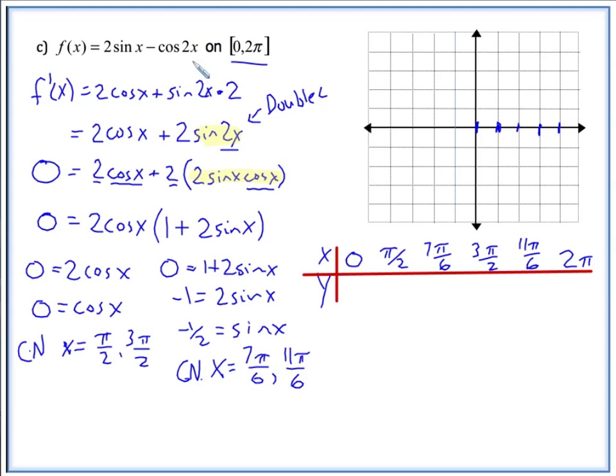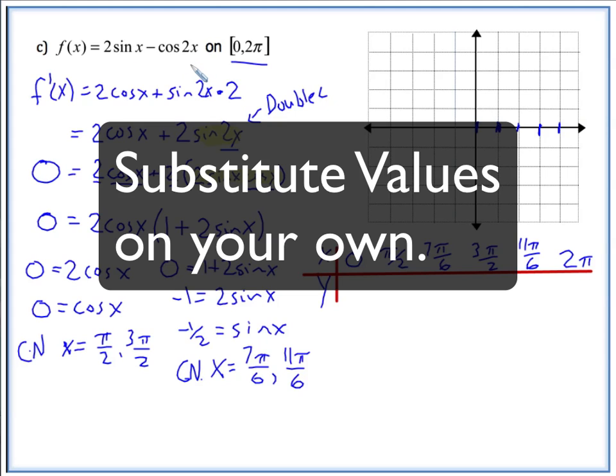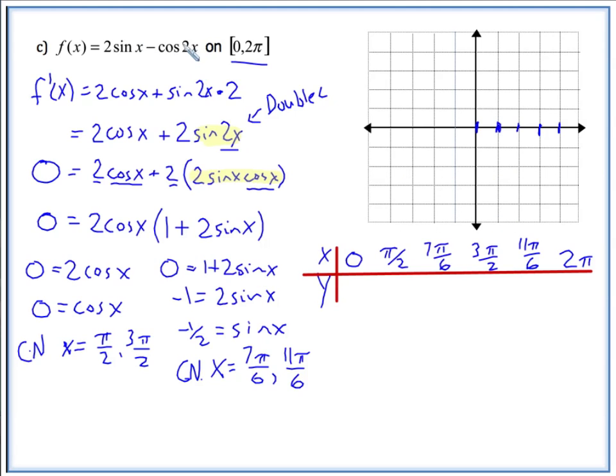So I'm going to let you try that on your own. Plug in 0, you get negative 1. When you plug in pi over 2, you get 3. When you plug in 7 pi over 6, you get negative 1.5. When you plug in 3 pi over 2, you get negative 1. When you plug in 11 pi over 6, you get negative 1.5. And when you plug in 2 pi, you actually get negative 1.